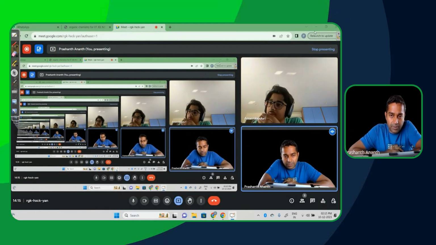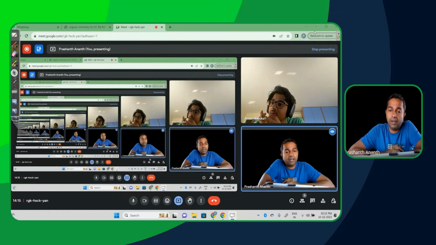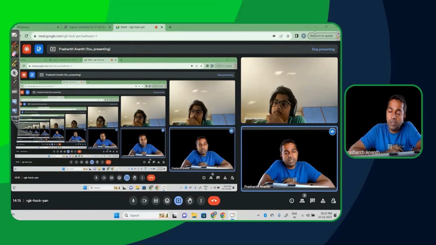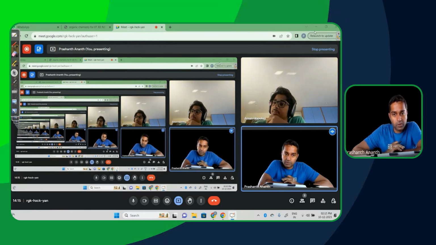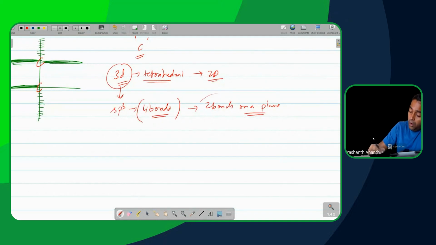There are 4 bonds now. 2. Very correct. Why? Because we technically can only make a triangle. That's the maximum we can go. So the moment it goes into one more dimension, it is out. So the idea here is you can only place 2 bonds on a plane.